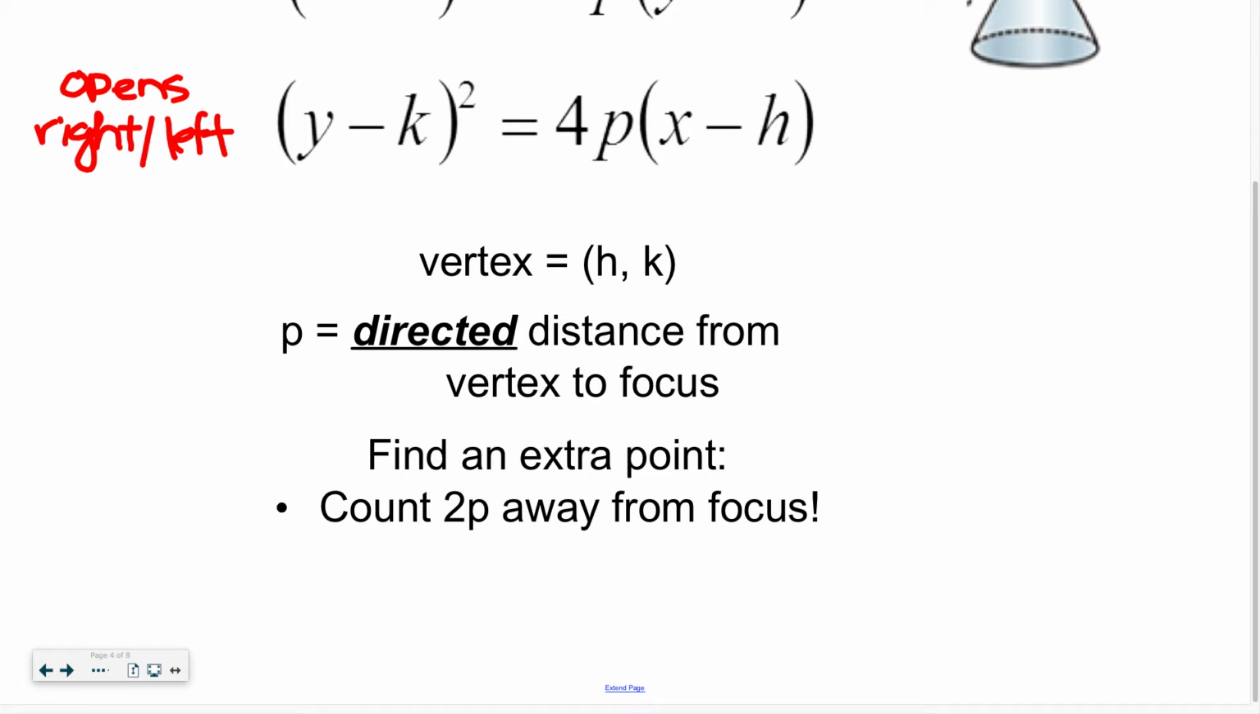I'm going to put a little quick note right here. The opposite of p is your directed distance to the directrix.